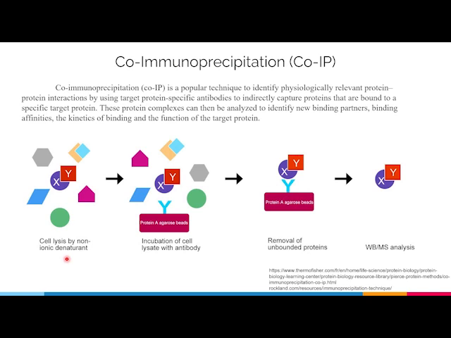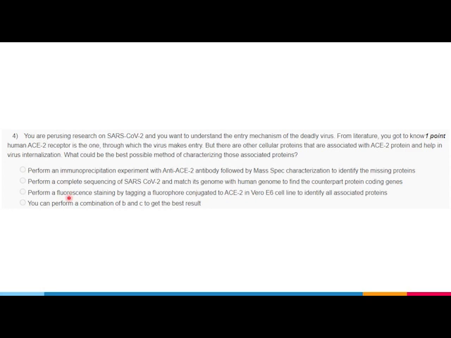What we have is that we have a complex of proteins. So two proteins, out of which one we know. So we know the sequence of the protein, maybe we don't know the structure of the protein, but we know the protein X. So once we know the protein X, we can have antibodies against the protein. So not all proteins have antibodies against them, but we will assume that we have an antibody against X. So like in our question here, we have an anti-ACE2 antibody as given in the option.